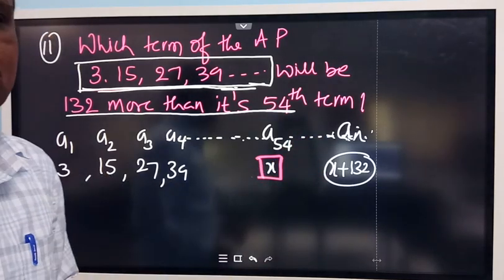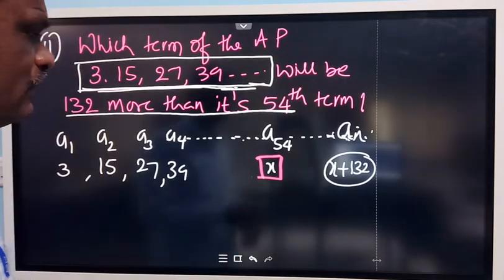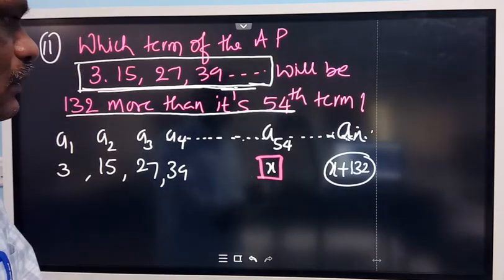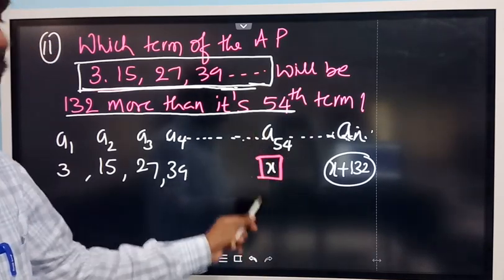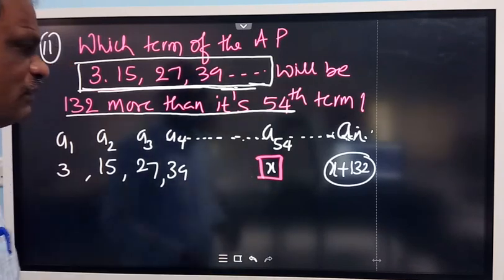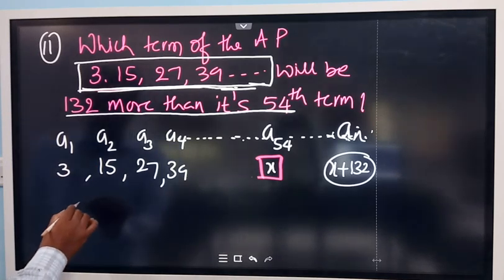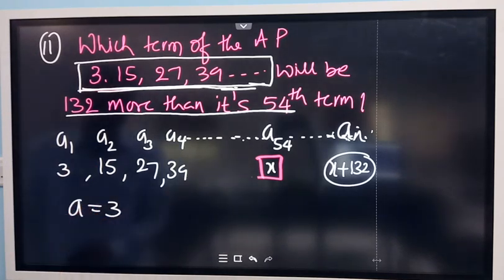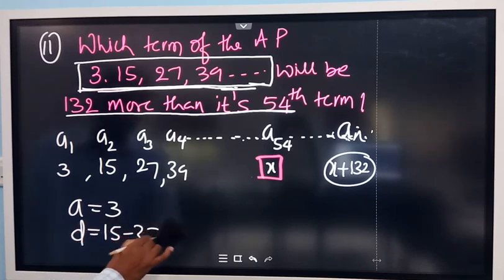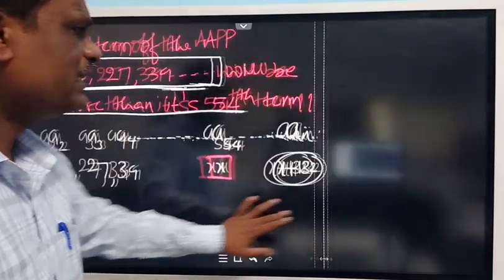So tell me what you have to do first here. Which one do we have to find out first in this AP? X. That means you need to find the 54th term. To find the 54th term, let us write down the first term and the common difference. First term A is equal to 3. Then common difference D is equal to 15 minus 3, which is 12. Then I want the 54th term, so let us use the formula.